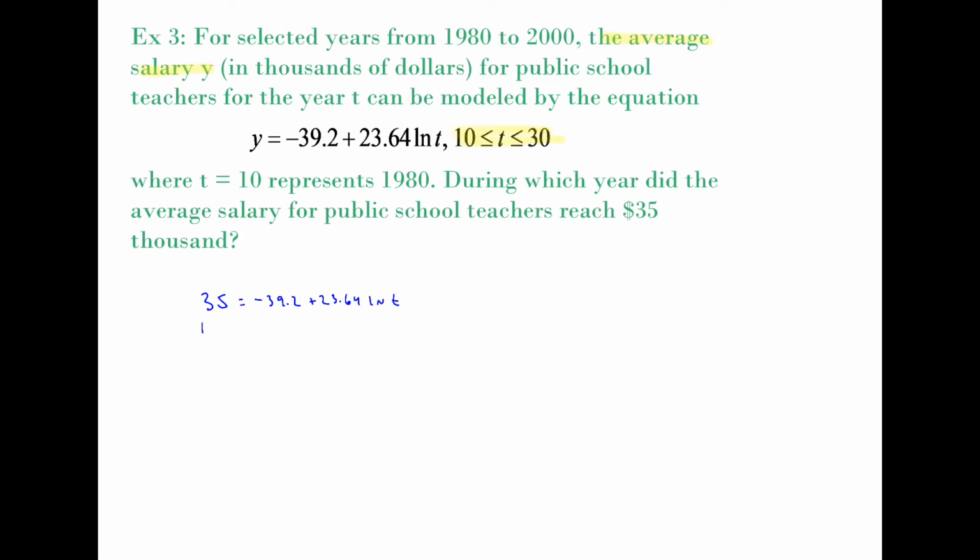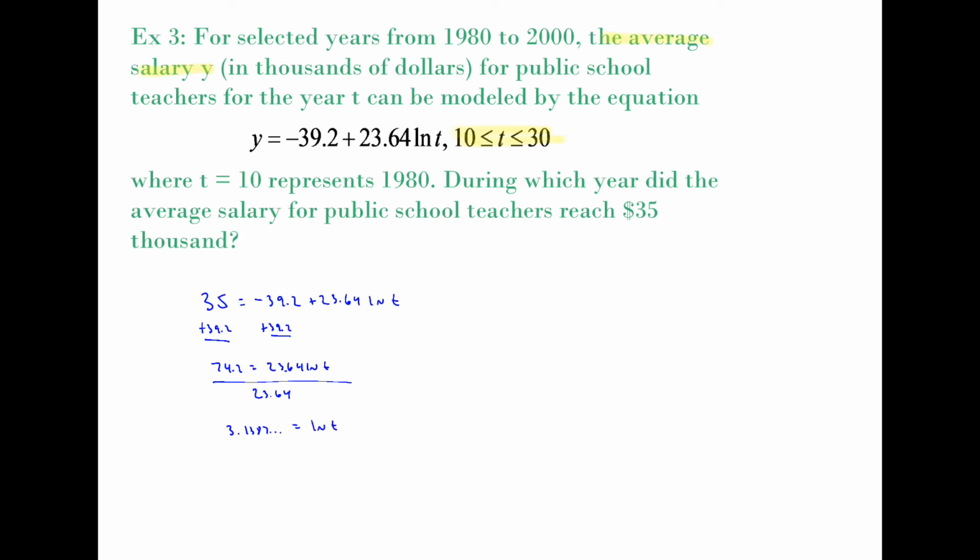We'll add 39.2 to both sides. That'll give us 74.2. Then we can divide by 23.64. And then that'll give us a value of approximately 3.1387. But I'm going to leave that in the calculator when I go and calculate this. So that's approximately equal to the natural log of t.